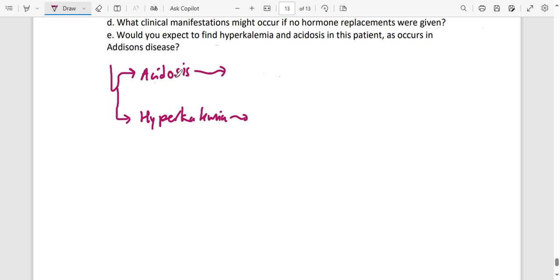So if someone is stressed, what happens? You are breathing that much faster. And when you are breathing much faster, you end up losing carbon dioxide. And when you lose carbon dioxide, you end up with alkalosis. But then it's normal, so you don't expect that much effect because there's only a partial loss or deficiency in cortisol. And then hyperkalemia also, salt regulation.